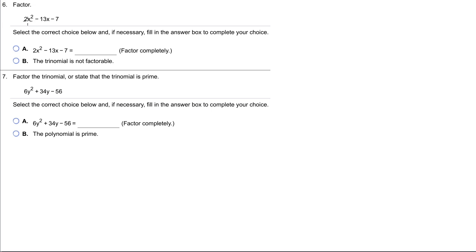Let's factor 2x squared minus 13x minus 7. Now in this case, since we've got a 2 up here, we're going to need to use the AC method. AC in this case is 2 times a negative 7, which is equal to a negative 14. We need to take that negative 14 and break it apart into two factors that multiply to negative 14, like a positive 1 and a negative 14, and then they need to sum to a negative 13, like 1 and negative 14 do.